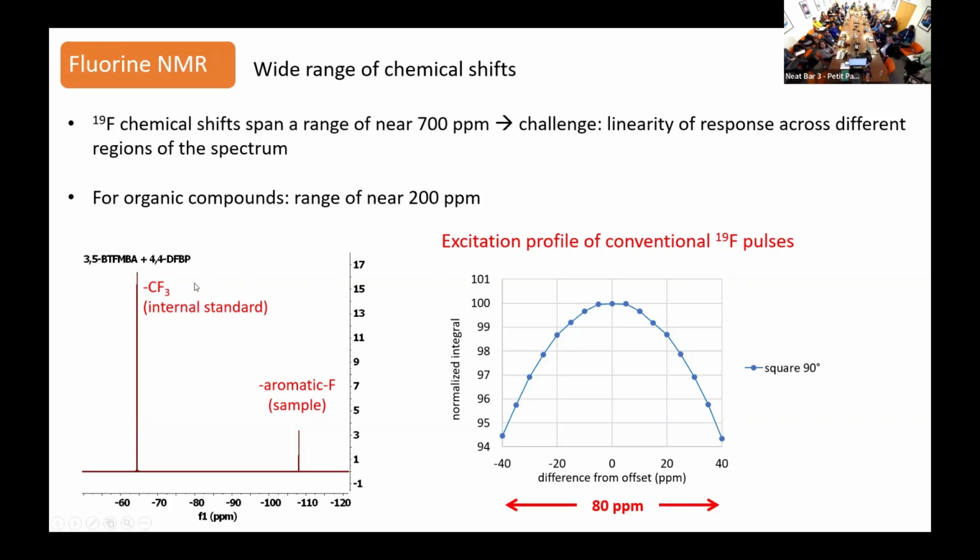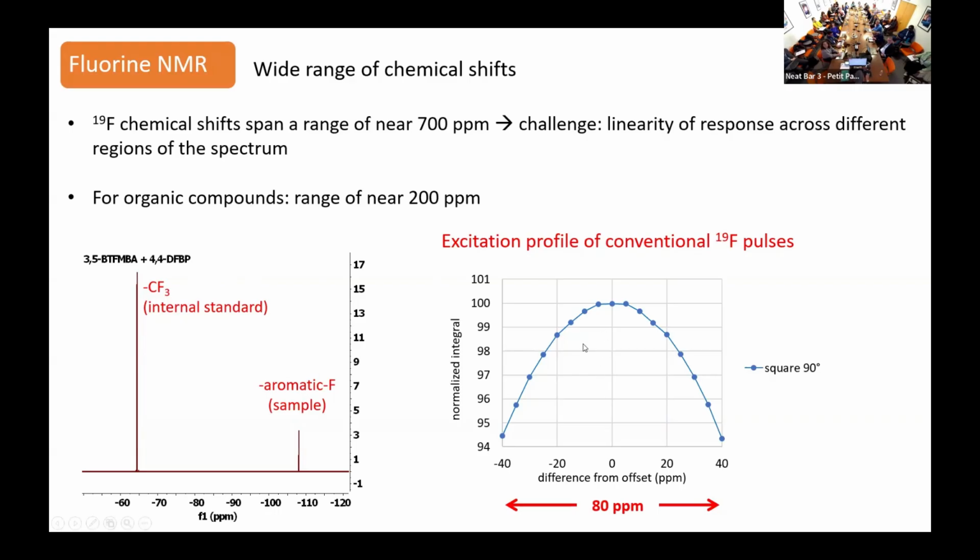So here we have an example of a CF3 group whose chemical shift is minus 64 ppm. And we could have this as an internal standard and also a sample with aromatic fluorine around minus 108 ppm. So almost 50 ppm distance one from the other.